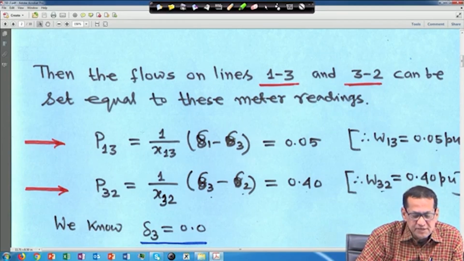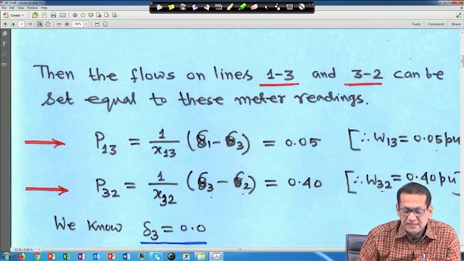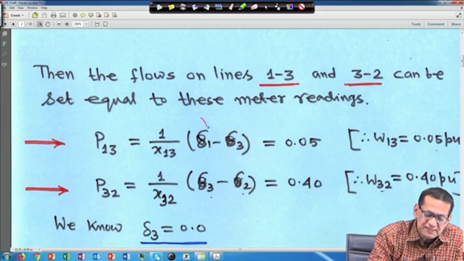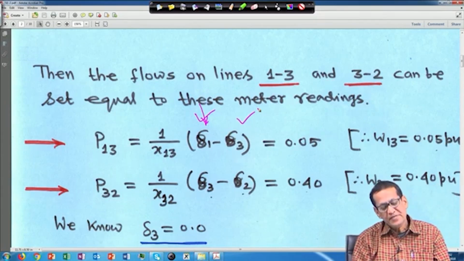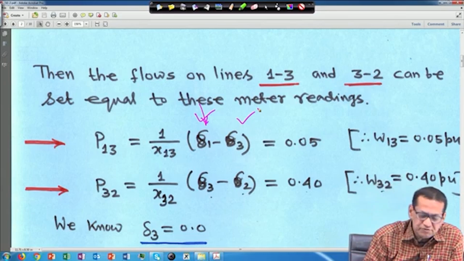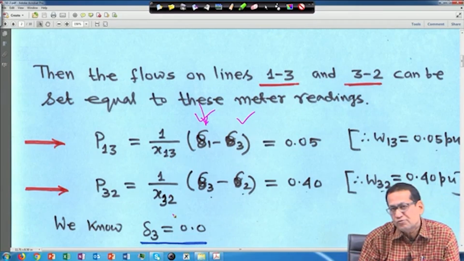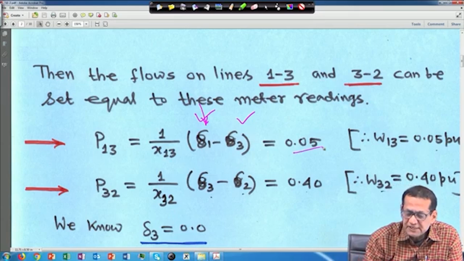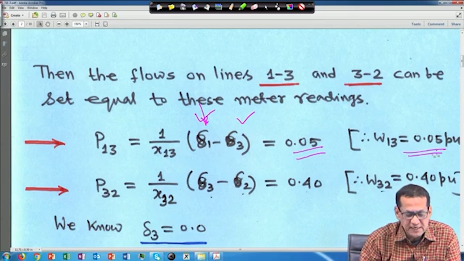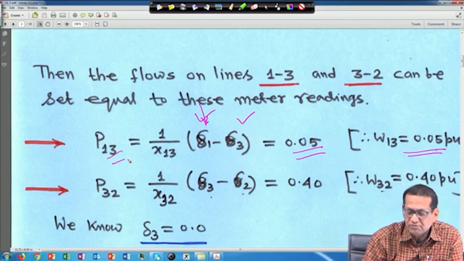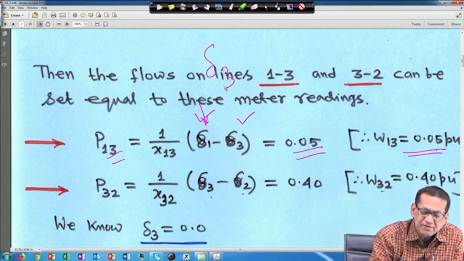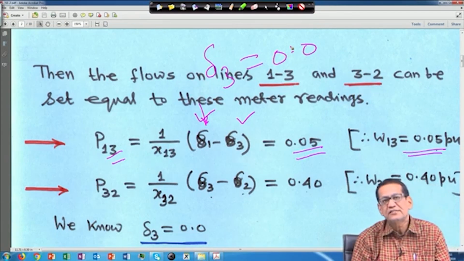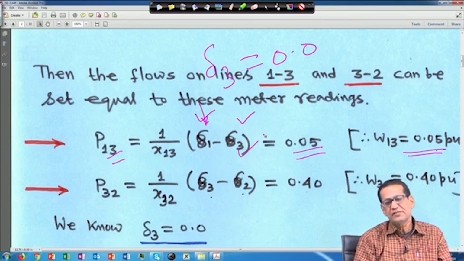For example, P13 will be 1 upon x13. We have taken the angle delta instead of theta now, and throughout we will assume delta 1 and delta 3. So, P13 is simply 1 upon x13 times (delta 1 minus delta 3). We have been given all the x13, x32 and x12 values. So, substitute all, and you will get 0.05, that is W13. This is the power flowing from bus 1 to 2. Similarly, bus 3 is a slack bus, so delta 3 is equal to 0.0.